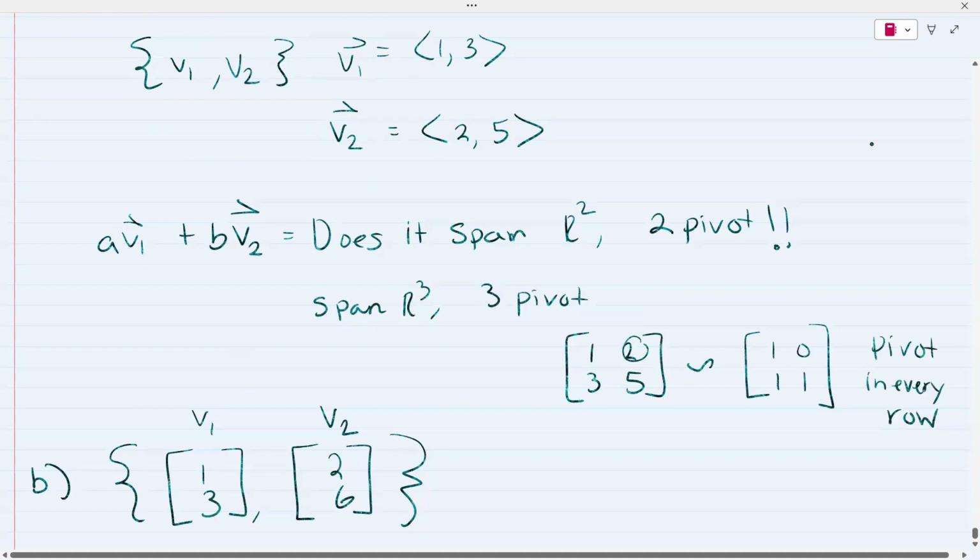Right, so it's 5 times row 1 minus 2 times row 2. And that gives us row 1.